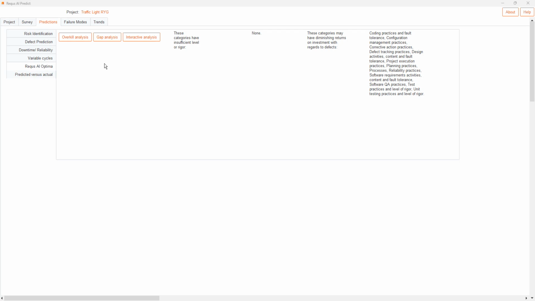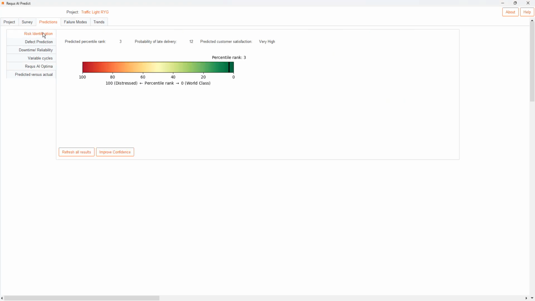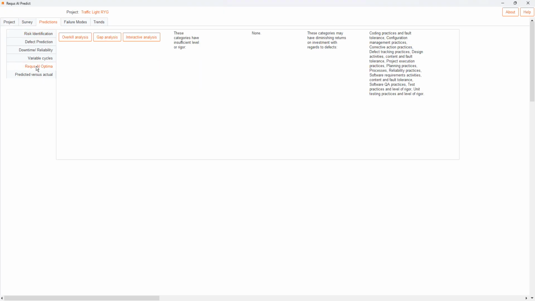We're going to pick up where we left off from the risk identification function and take a look at Requs AI Optima. The Requs AI Optima can and does identify development factors that you could be potentially overkilling. In my example, I've got a percentile rank that's very, very small, and so it's possible that we could get by with fewer development practices than what we actually have. So let's take a look at the overkill analysis.